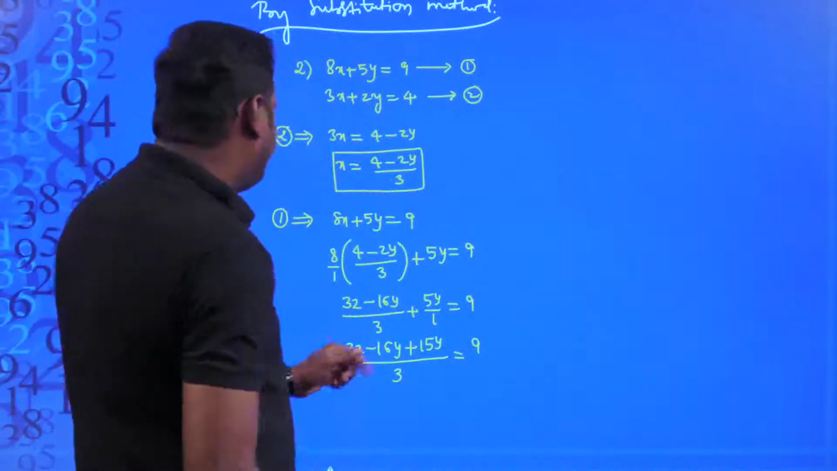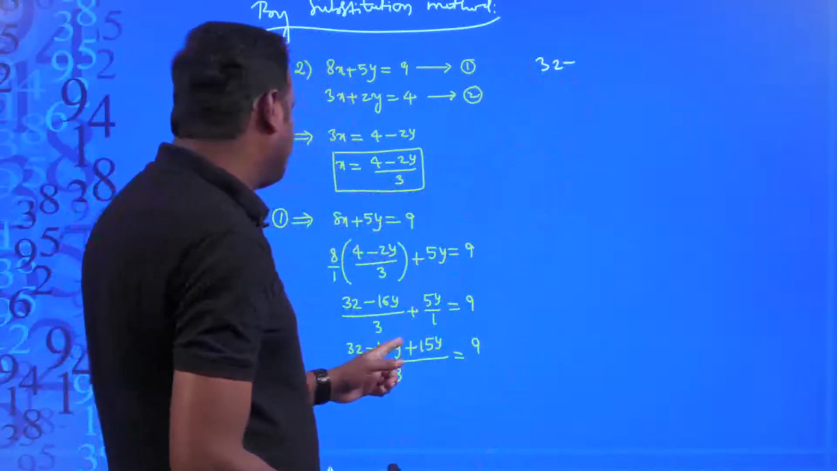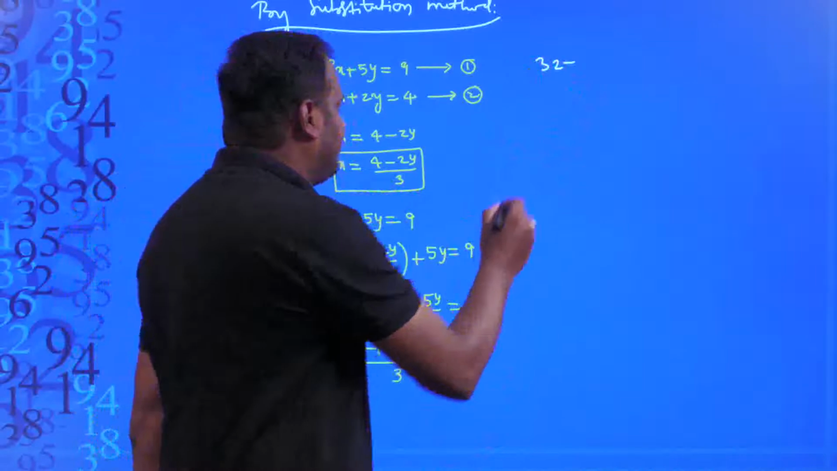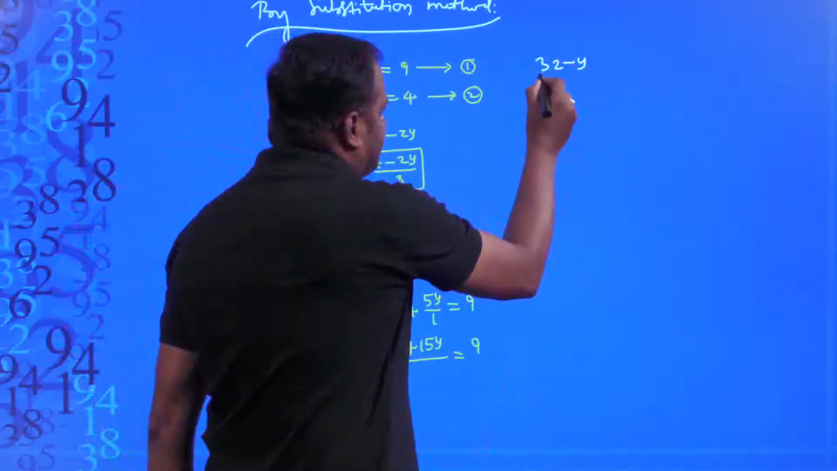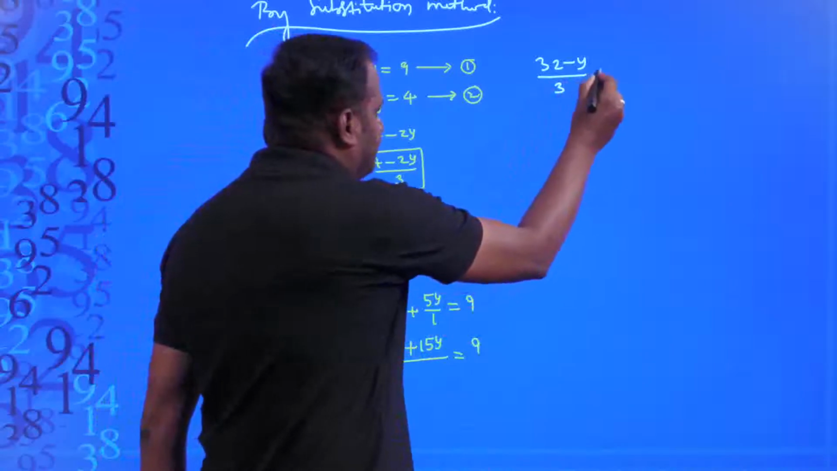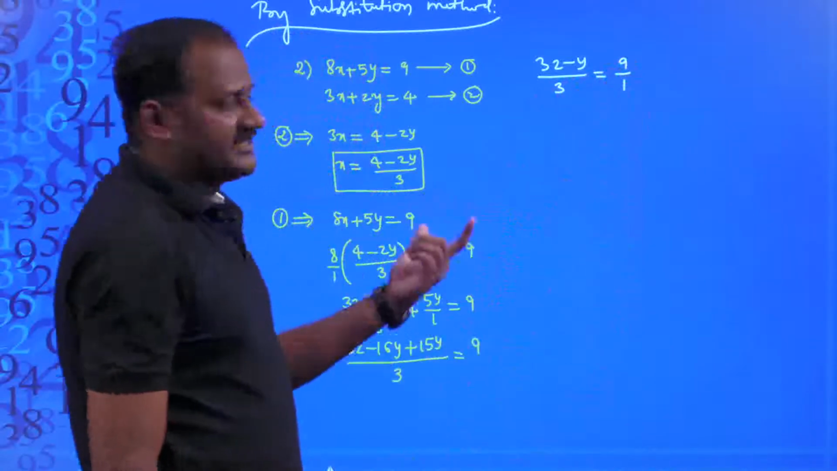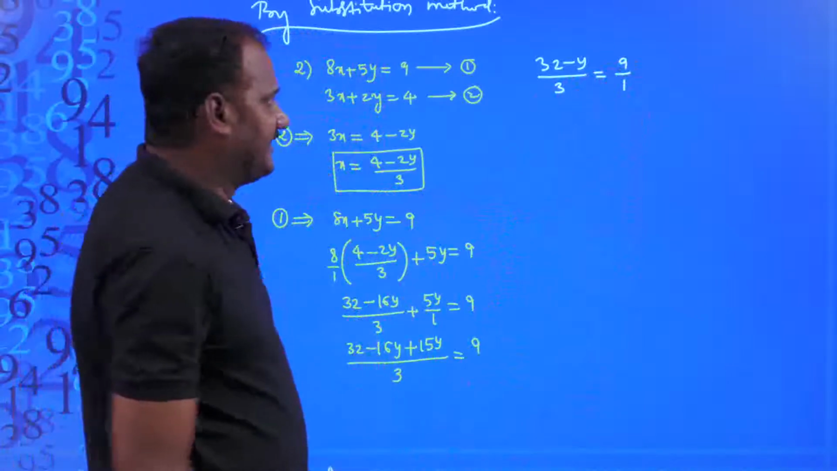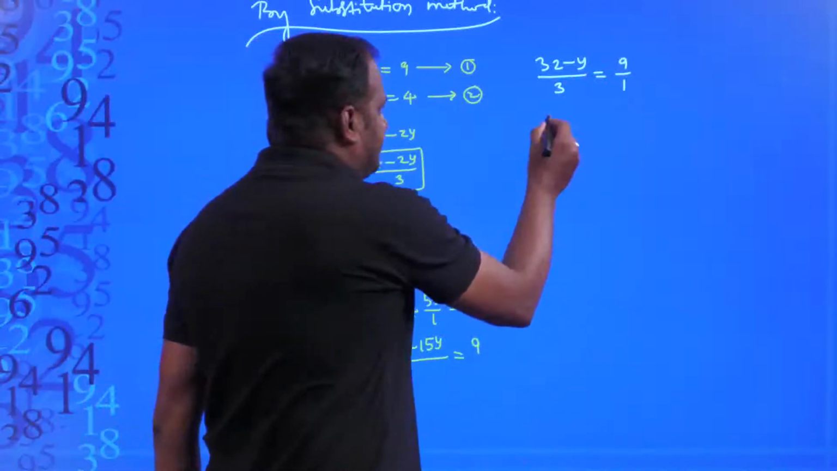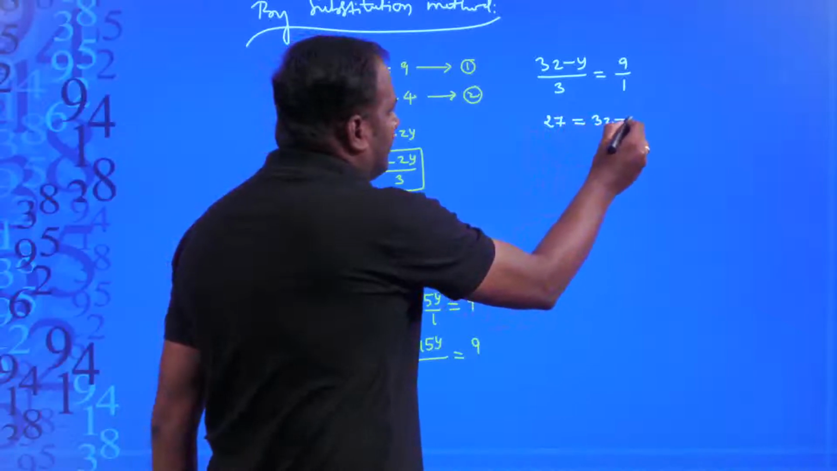Therefore, 32 minus, this is minus 16 plus 5 of 15y is going to be plus of minus 1y divided by 3 is equal to 9 divided by 1. Now, since two fractions are equal, you need to cross multiply. Then 9 3s are 27 is equal to 32 minus y.